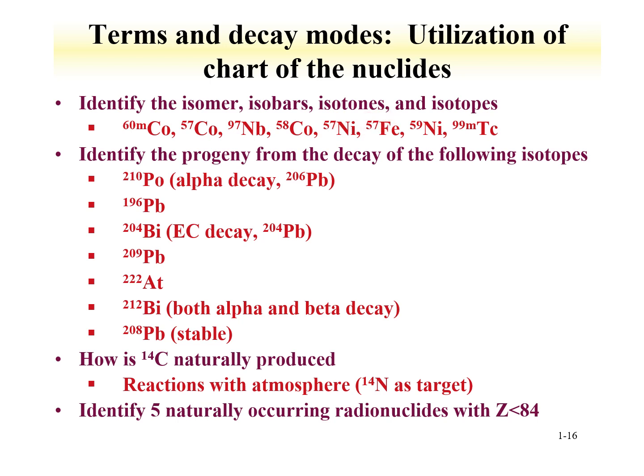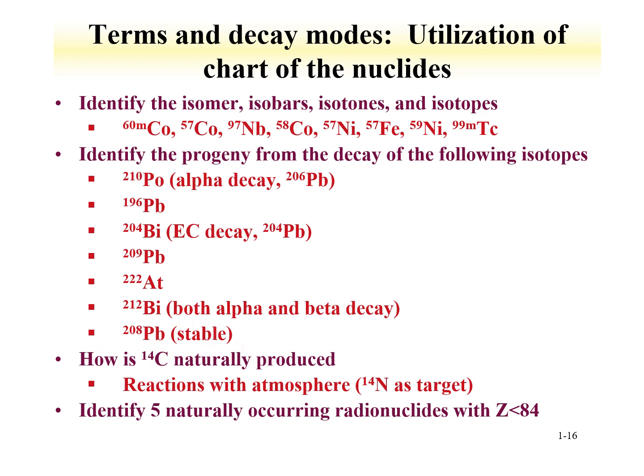One should be able to identify the progeny from the decay of the following isotopes. So for instance, polonium-210, you should be able to go to the chart of the nuclides, see that that decays by alpha, that goes to lead-206. You should be able to identify these other isotopes. For instance, bismuth-212 has both alpha and beta, so it decays by alpha and beta, certain percentages. And then you should be able to identify that lead-208 would not decay. It's in fact stable because it's gray.